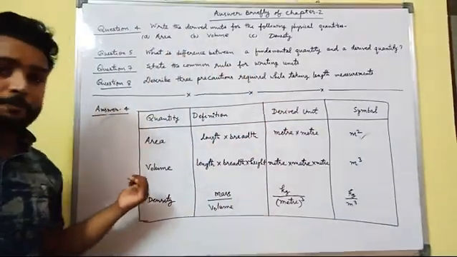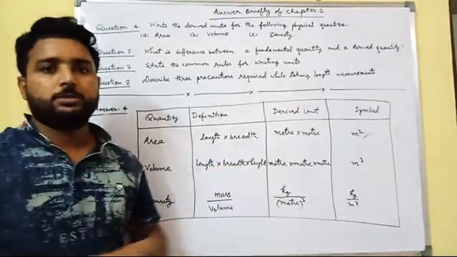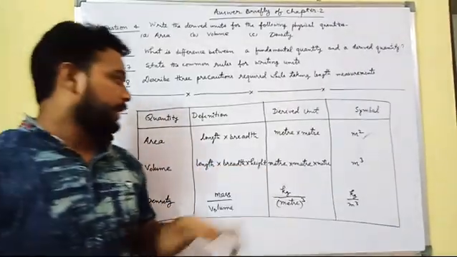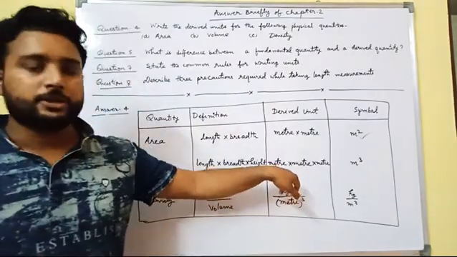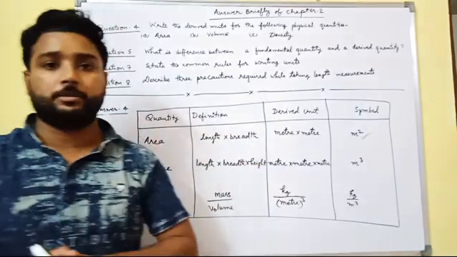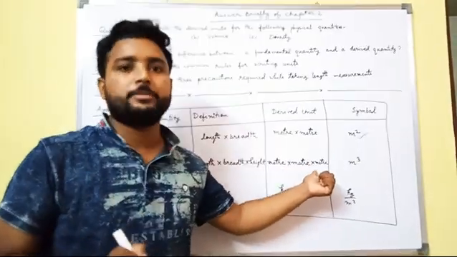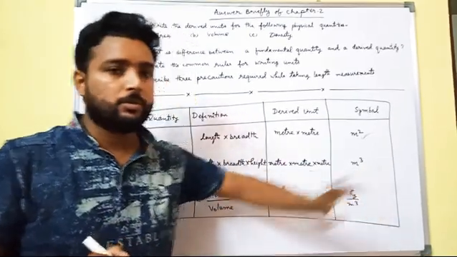Now, in the case of volume, similarly, it is length into breadth into height. The unit of length is meter, the unit of breadth is meter, and the unit of height is meter. So meter into meter into meter gives cubic meter, meter cube.